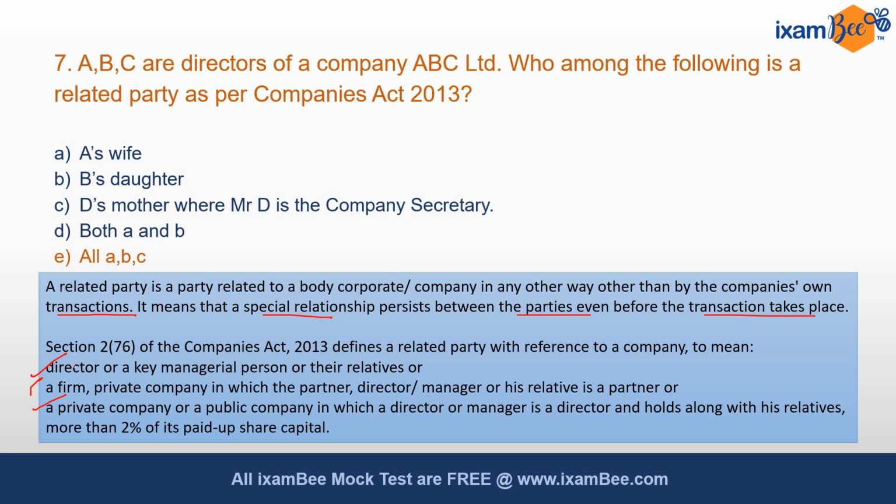So moving by part 1 of the definition, A, B, C are the directors of the company. So anyone who is related to A, B becomes a related party. And then we have another provision, key managerial position. So in option C, we have D, who is the company secretary. He has a key managerial position, so his relative also becomes a related party.